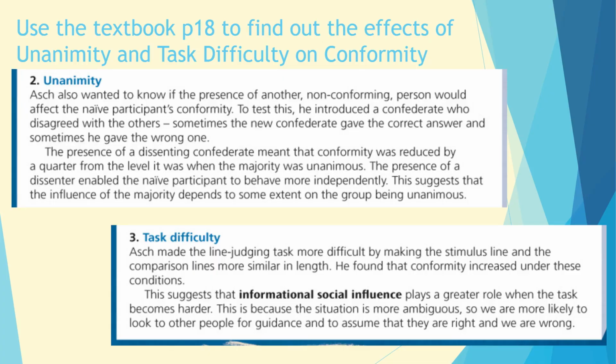Next up, if we were in the class, what I would get you to do is to use page 18 of the textbook to find out the effect of unanimity and task difficulty on conformity. So for you to read through first and take some bullet points, and then I will recap on the next couple of slides. So pause the video here to have a little read on your own first, and then I will put it into much shorter words on the next couple of slides.